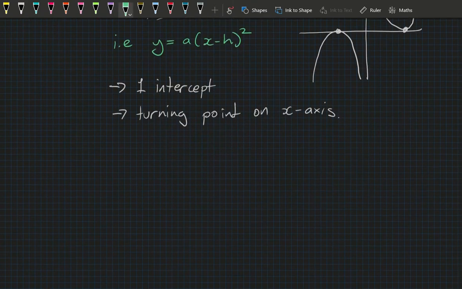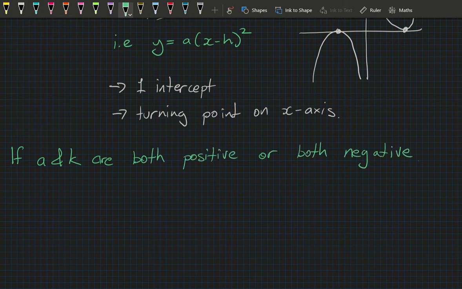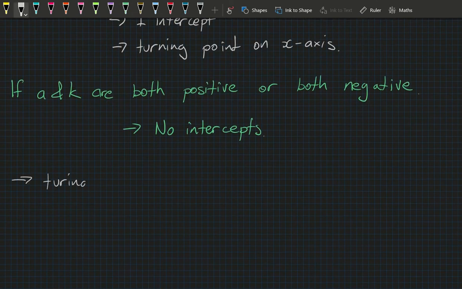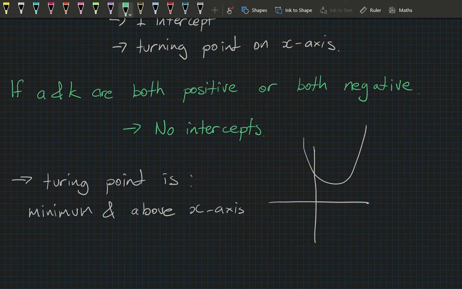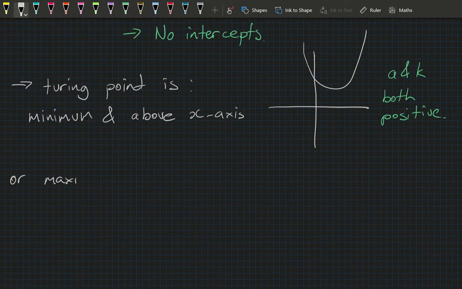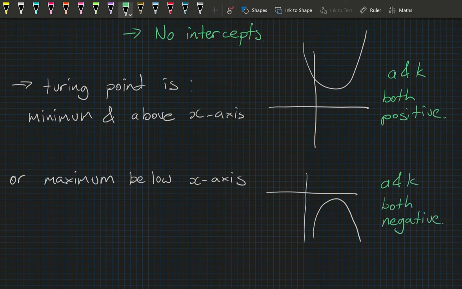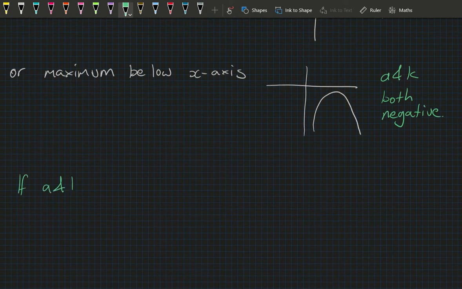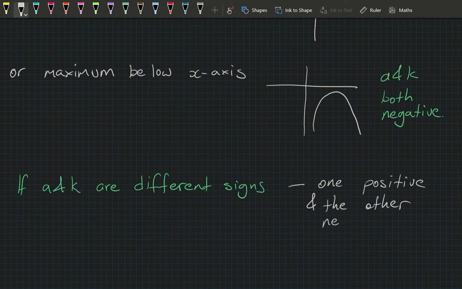And for the turning point form, if a and k are both positive or both negative, then we're not going to have any intercepts. So you'll find that the turning point is a minimum and above the x-axis like this when a and k are both positive. Or it's going to be a maximum below the x-axis, just like this, if a and k are both negative. And if a and k are different signs, and by that I mean one's positive and one's negative, then we're going to have two intercepts.